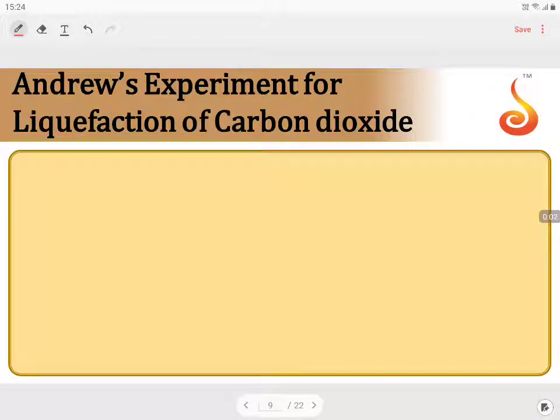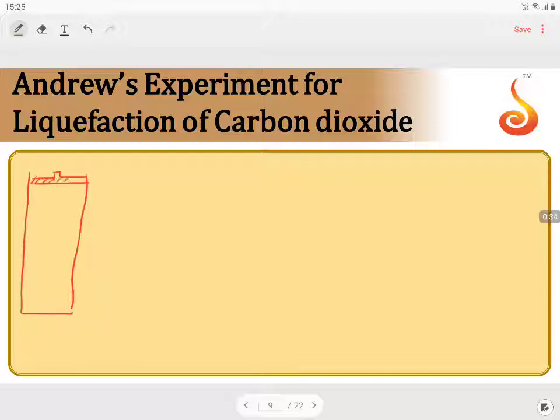Andrews experiment for liquefaction of carbon dioxide. Andrew is a scientist who has done a lot of experiments for the liquefaction of different types of gases. One such experiment which we are discussing here is about liquefaction of carbon dioxide gas. He has taken the carbon dioxide gas in a large container with a piston.